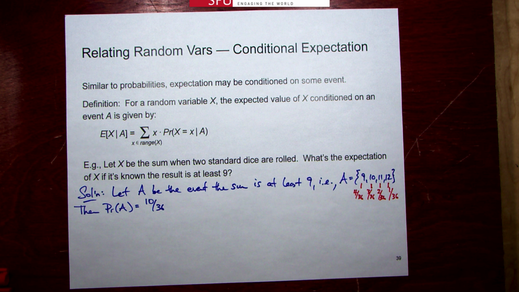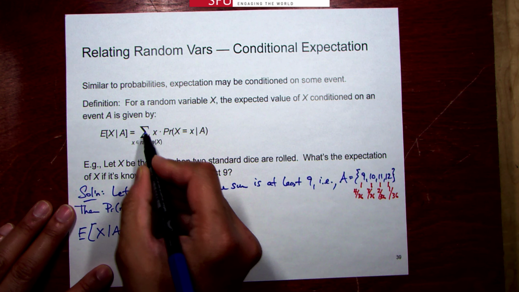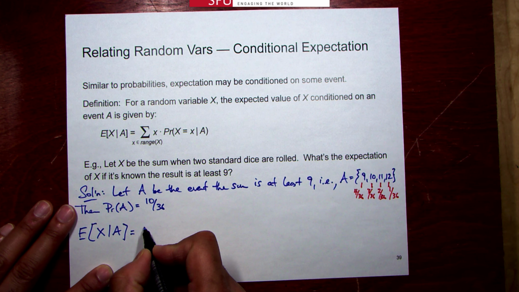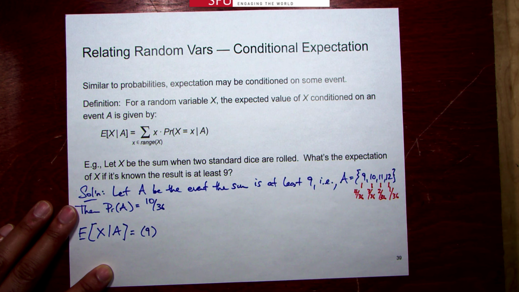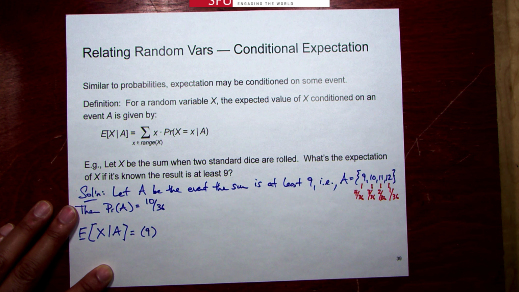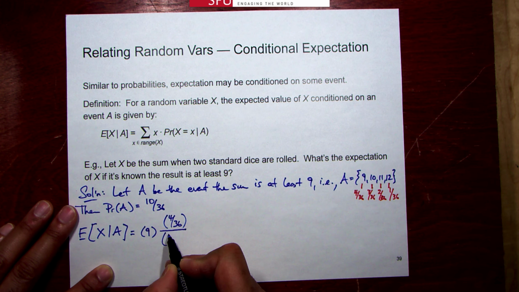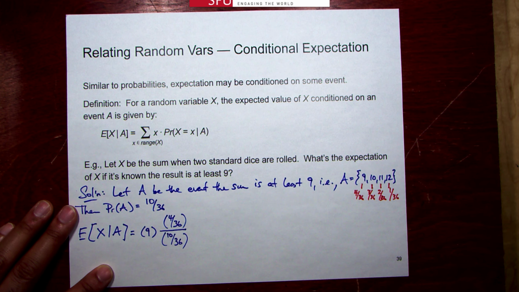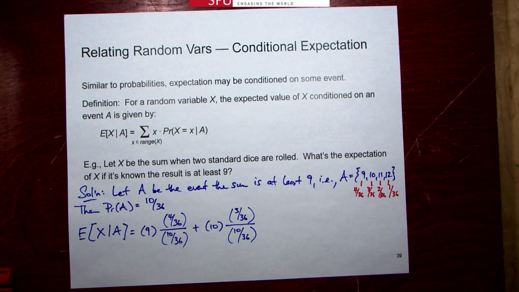Okay, so let's do it. We apply this formula. The first possibility is 9. All the other ones have a probability of 0 given A, so we're not going to include those. So it's 9, and the probability of 9 given A is the probability of 9, which is 4/36, divided by the probability of A, which is 10/36. And we'll do that for each. So 10 times the probability of getting a 10, which is 3/36, divided by the probability of getting 9 or more, which is 10/36, and so on.